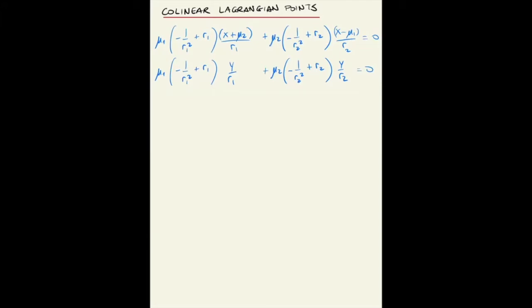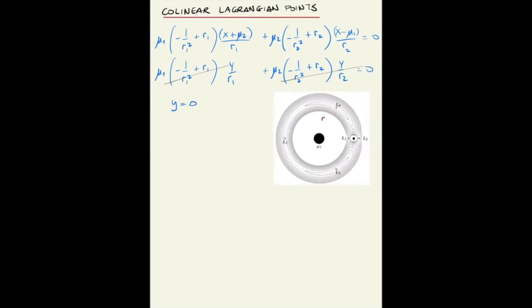The other three solutions we find by realizing that the second equation goes to zero when y is equal to zero. Therefore, it's only the first equation that we need to solve. This first equation then will give us the collinear Lagrangian points. They're going to lie on a line along the x-axis, the line joining the two masses. So let's find then where these points L1, L2, and L3 are.